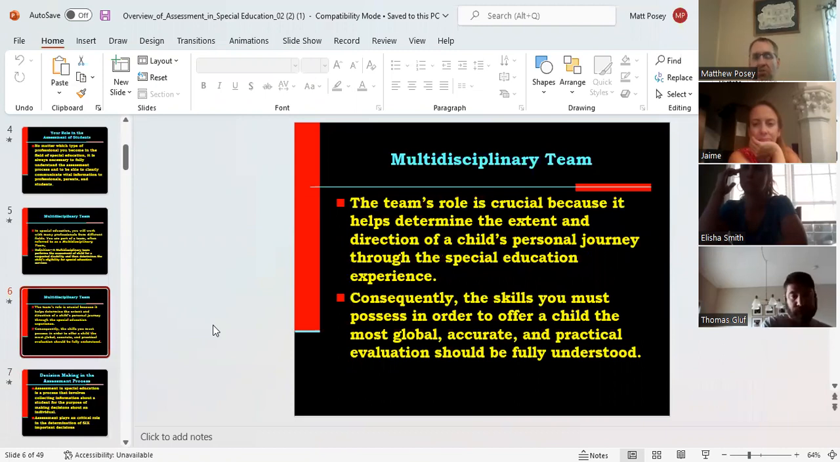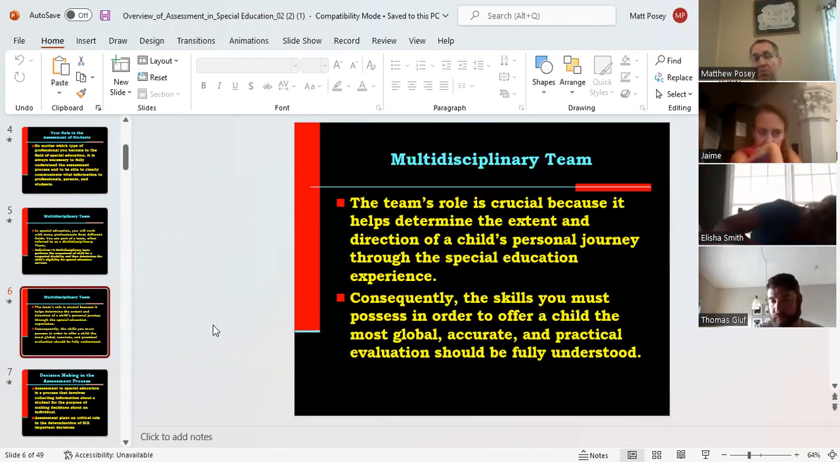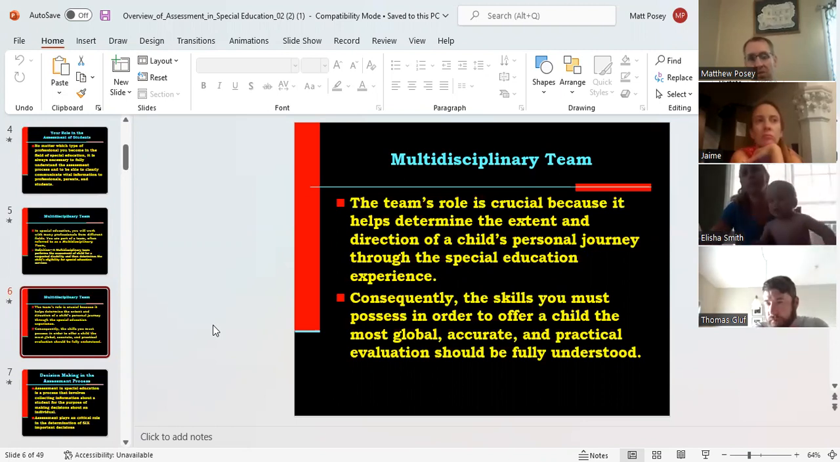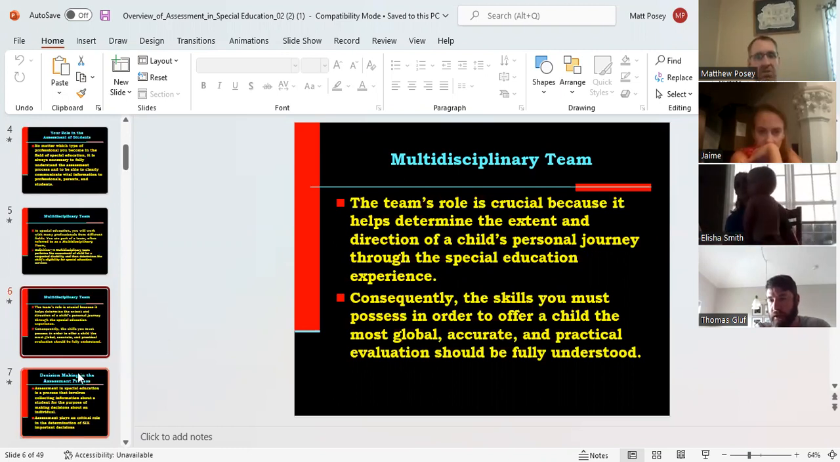The team's role, as you well know if you've been involved in it up to this point, is very crucial because it helps determine the extent of services, or what direction that child's journey is going to go in through special education: whether they're going to receive services, or if they don't qualify, what type of services can be provided to help that student be successful throughout their school experience. Consequently, the skills you must possess in order to offer a child must be global, accurate, and practical in the evaluation sense, so they're fully understood.